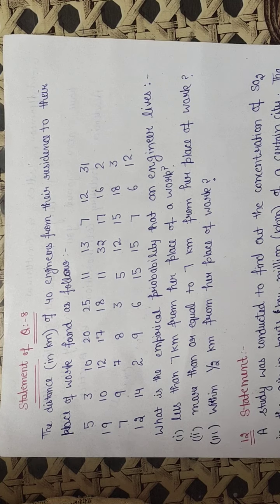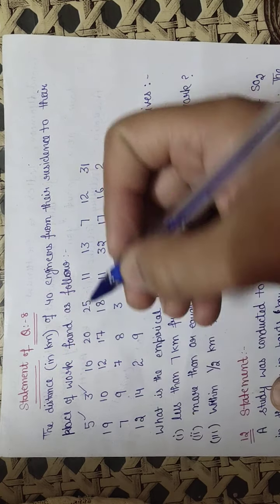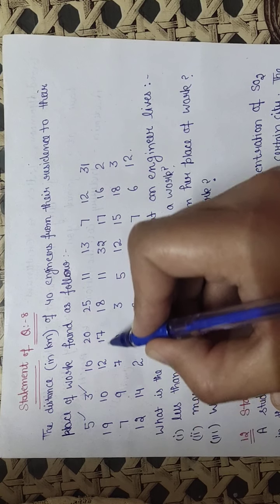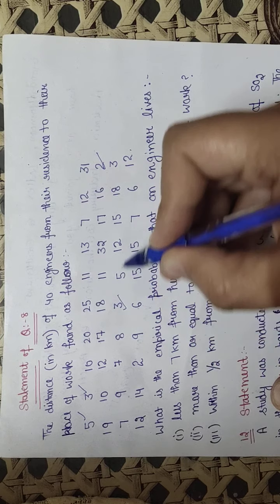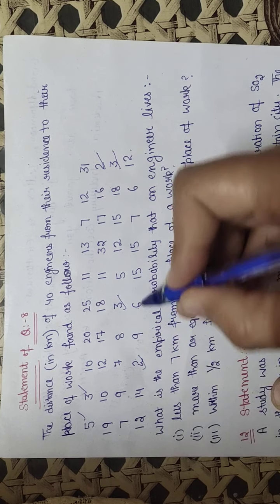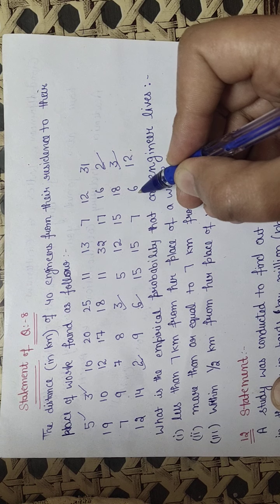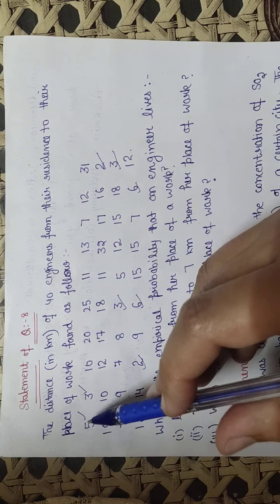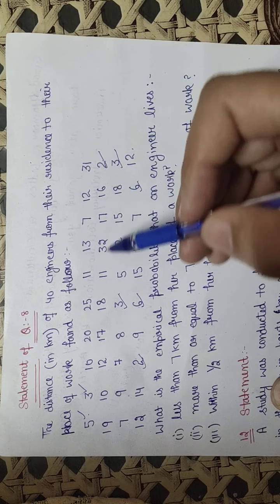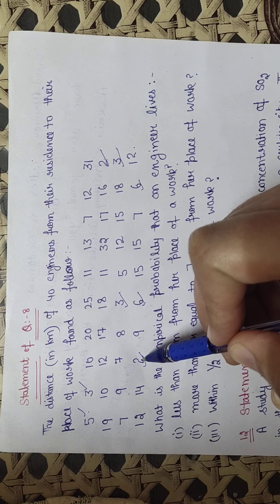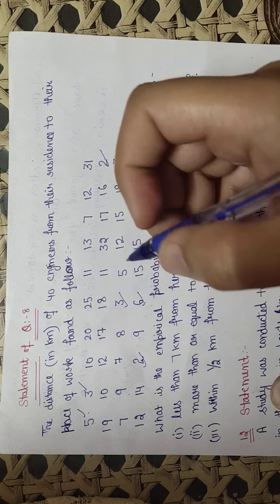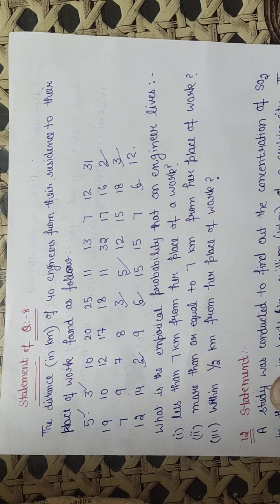So first you have to find the number of workers whose distance is less than 7 kilometers. So this is less than 7, this is less than 7, this is less than 7, less than 7, less than 7, less than 7, less than 7. So total are 1, 2, 3, 4, 5, 6, 7, 8. One more is there, this one, 9. So the number of favorable cases are 9, total are 40. So this is equal to 9 upon 40.